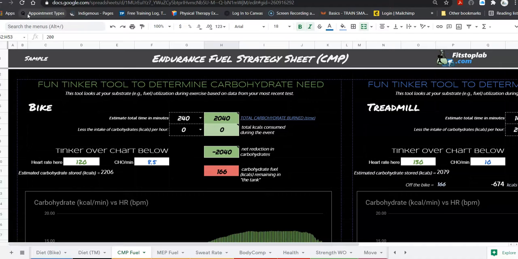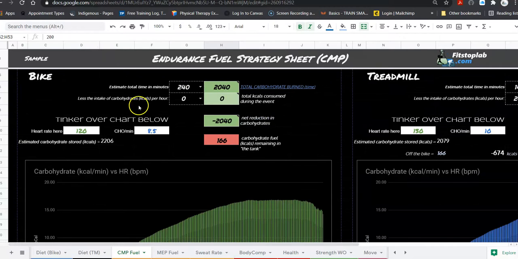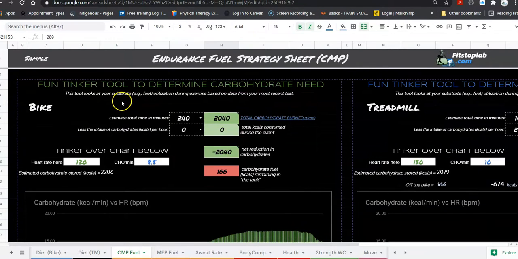Specifically on this little tutorial here, I want to talk about endurance fuel strategies. So this particular sheet is the CMP fuel sheet, and what we have is the ability to look at the carbohydrate burn rate per minute at different levels of intensity as determined from the CardioMet profile exercise test. And then how do we use that information to maybe come together with some type of strategy for especially longer endurance type events that you may be training for or part of your training may entail.